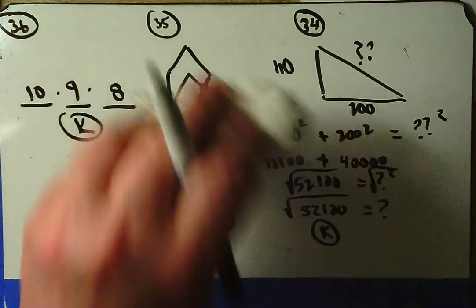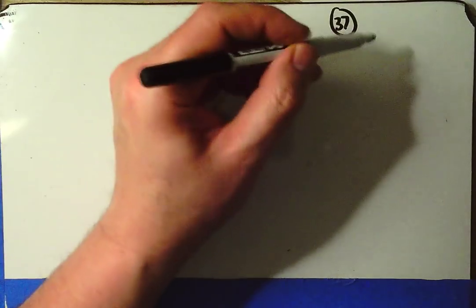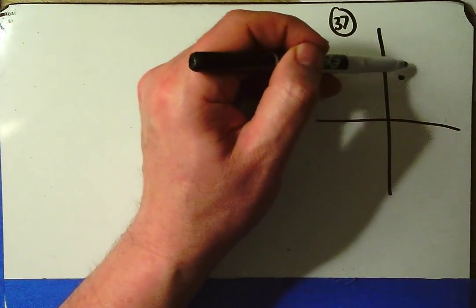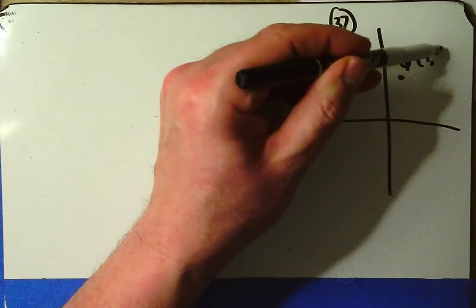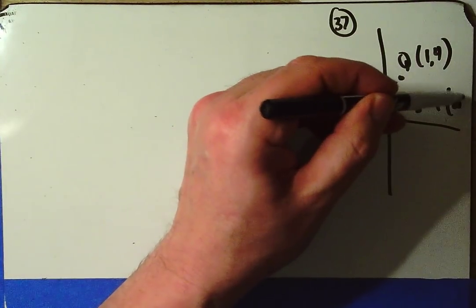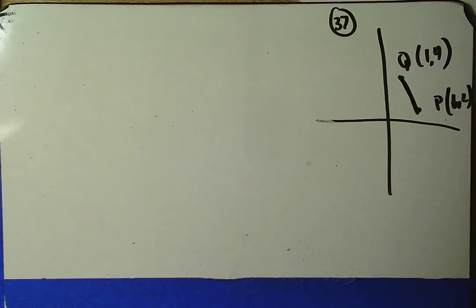Okay, 37. I had to think a little bit about this one. Let's take a look at it again. I've got Q located at 1, 4, and I've got P located at 6, 2. And there's this line segment connecting them. Which of the following could be the coordinates of R?